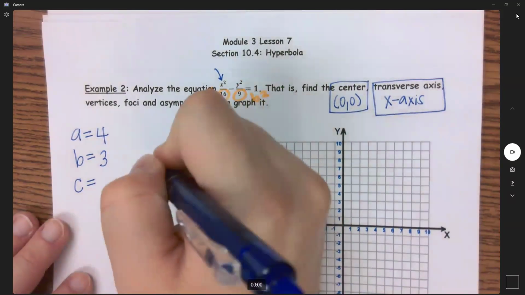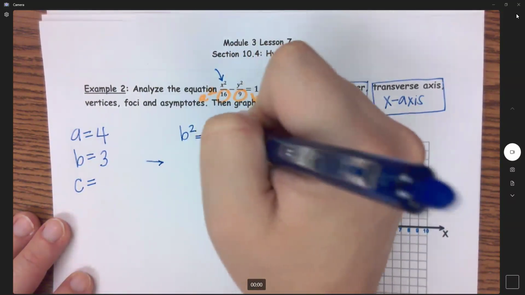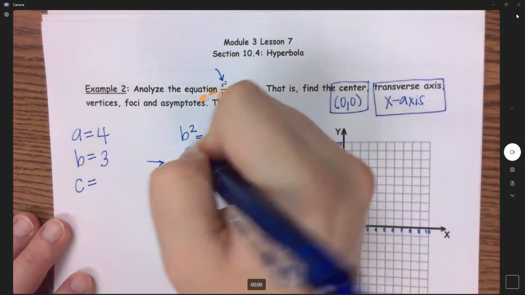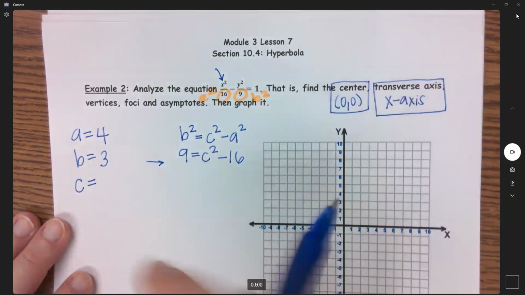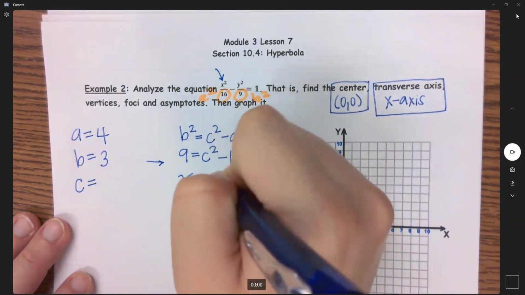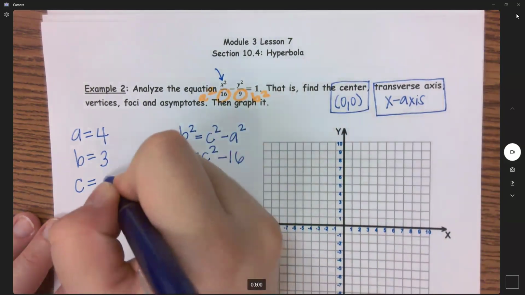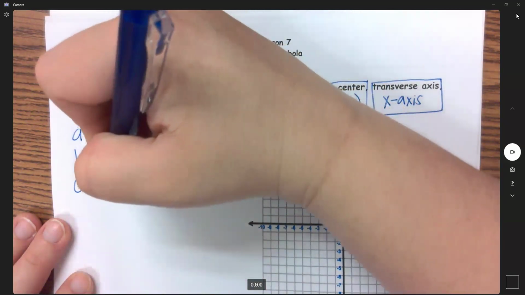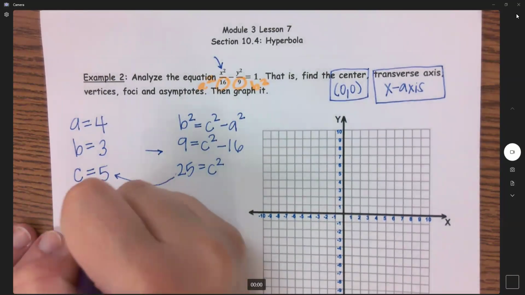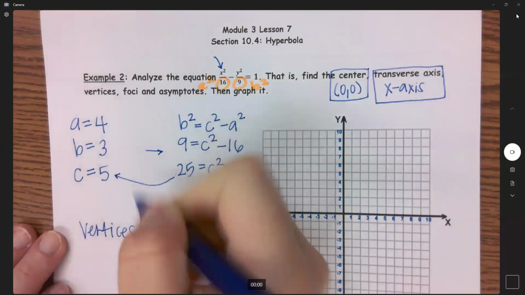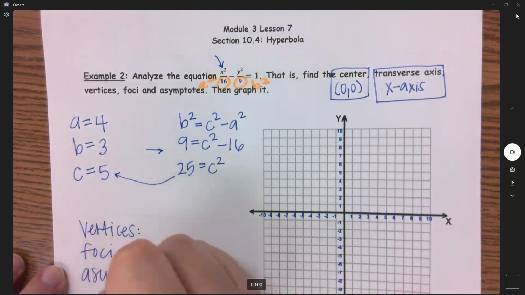And so to do that, we will use b squared equals c squared minus a squared. B squared's 9. Don't know C. Minus 16. Let's add that 16 over. And we get 25 equals C squared. So therefore, C is 5. Now I have the information I need. I'm going to write vertices, foci, and asymptotes.